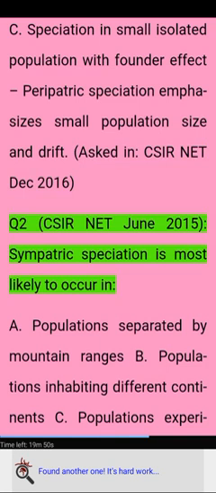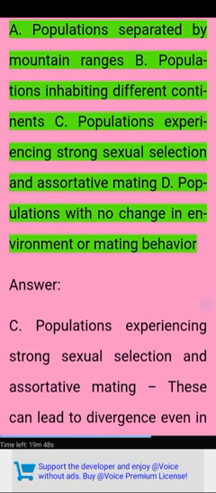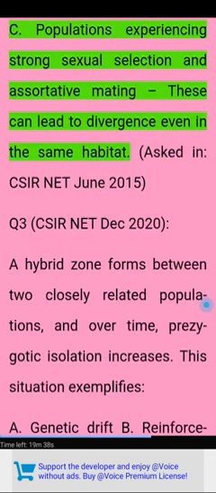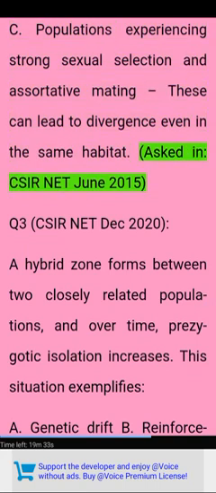Q2, CSIR NET June 2015. Sympatric speciation is most likely to occur in: A. Populations separated by mountain ranges. B. Populations inhabiting different continents. C. Populations experiencing strong sexual selection and assortative mating. D. Populations with no change in environment or mating behavior. Answer: C. Populations experiencing strong sexual selection and assortative mating. These can lead to divergence even in the same habitat. Asked in CSIR NET June 2015.